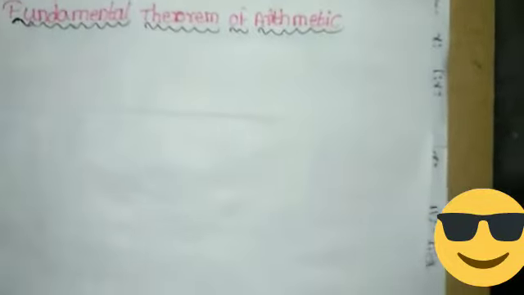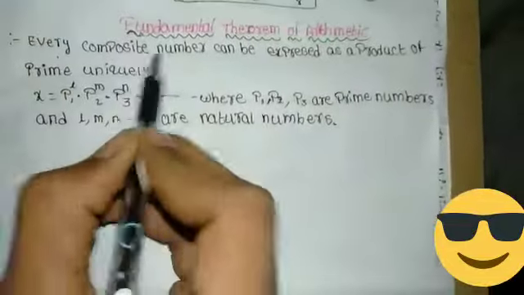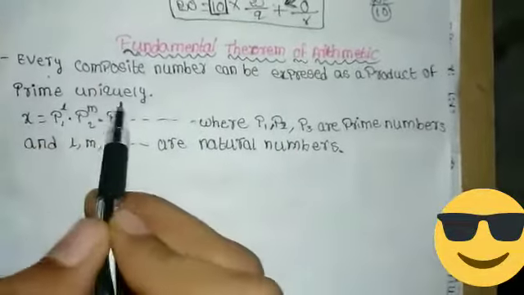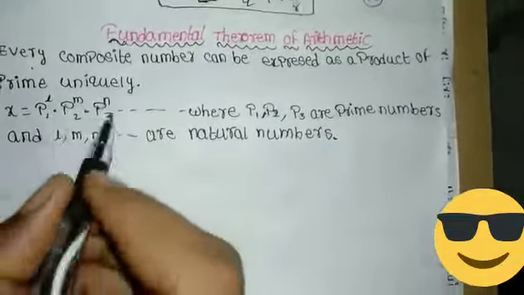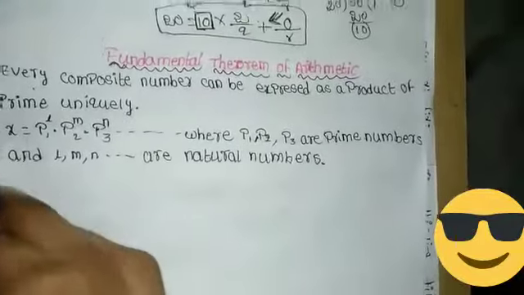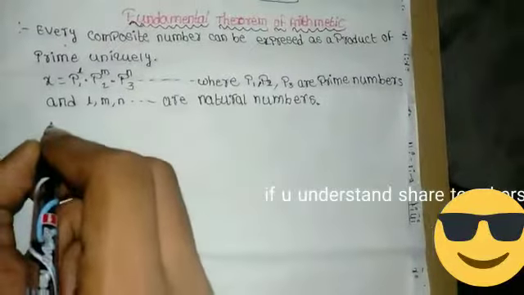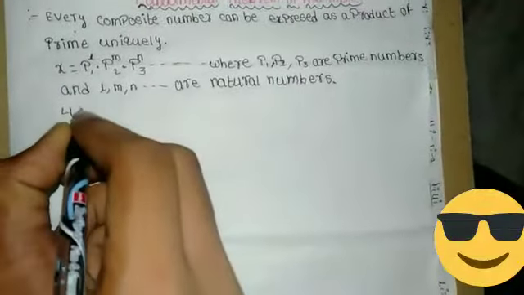Every composite number can be expressed as a product of primes in a unique way. Means, see here, every composite number can be expressed as a product of prime numbers. First leave this. Next, first take an example. You will understand clearly. Take example 420.